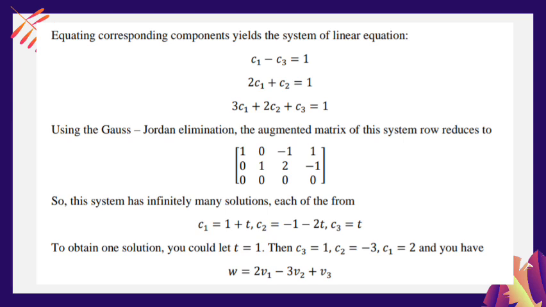Then, c sub 3 equals 1. c sub 2 equals negative 3. c sub 1 equals 2. And we have vector W equals 2 V sub 1 minus 3 V sub 2 plus V sub 3.